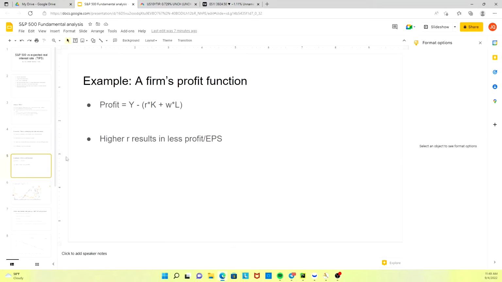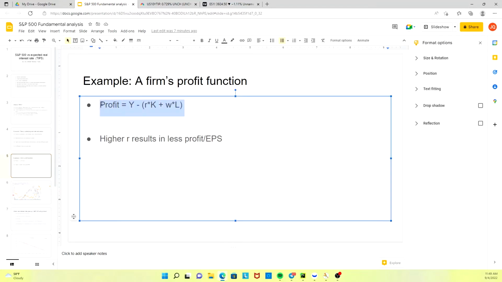For example, here I give a very simple profit function. If you study economics at school, they usually give you this type of profit function to solve, right? In your micro theory course, I presume. That's what I did when I was an undergrad. Anyways, here's the profit function, and you can see R goes up, the cost is higher, you have less profit. Less profit means lower EPS. So that's the underlying economic theory.